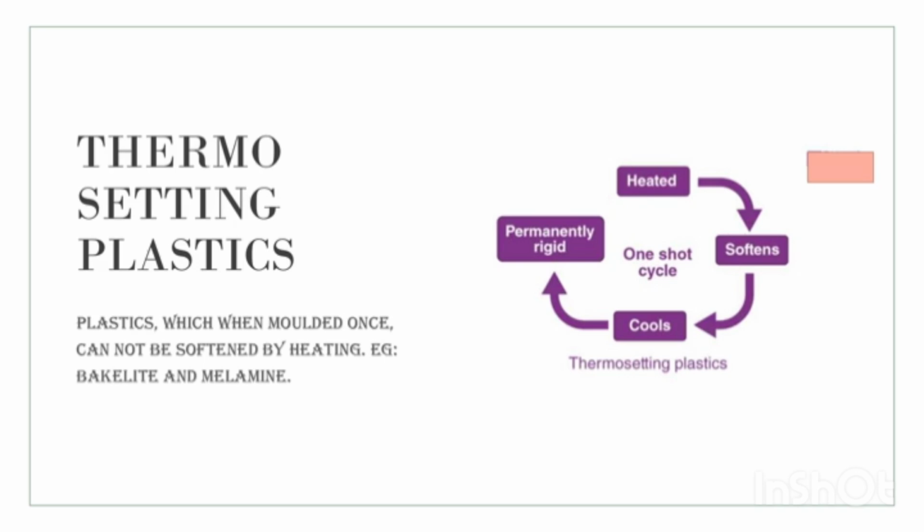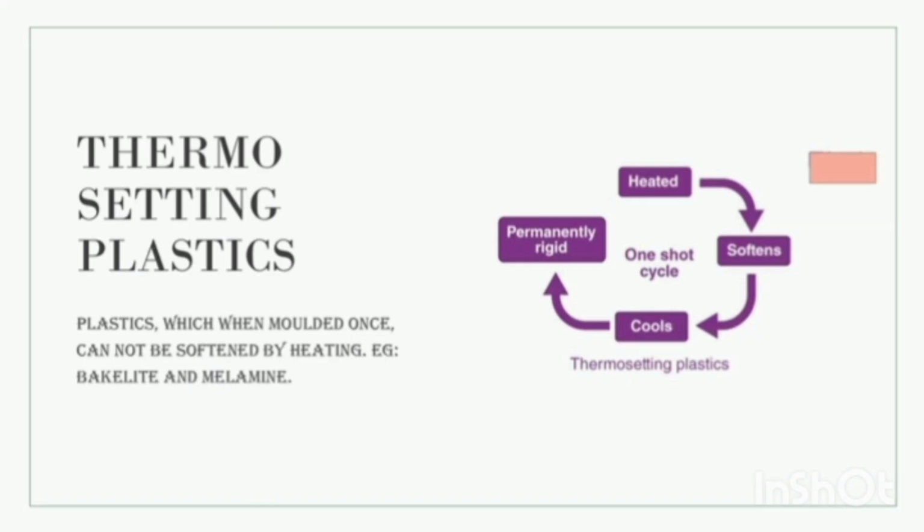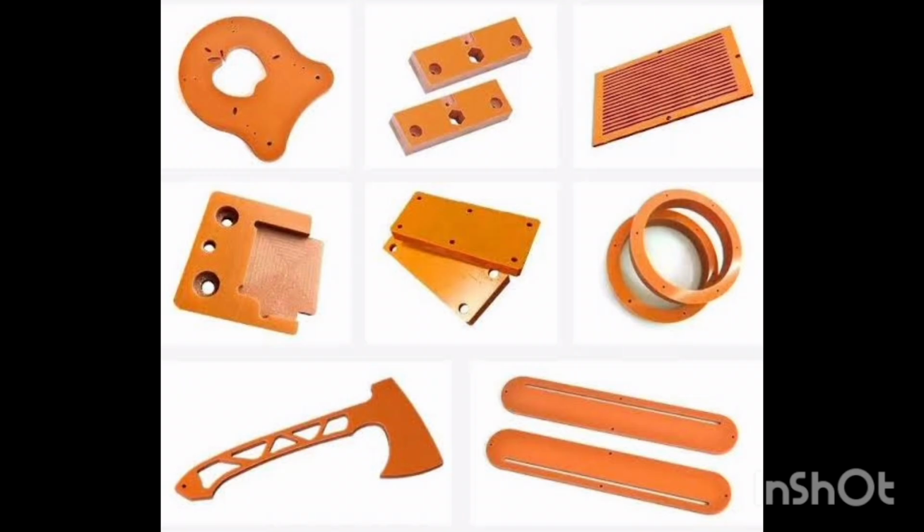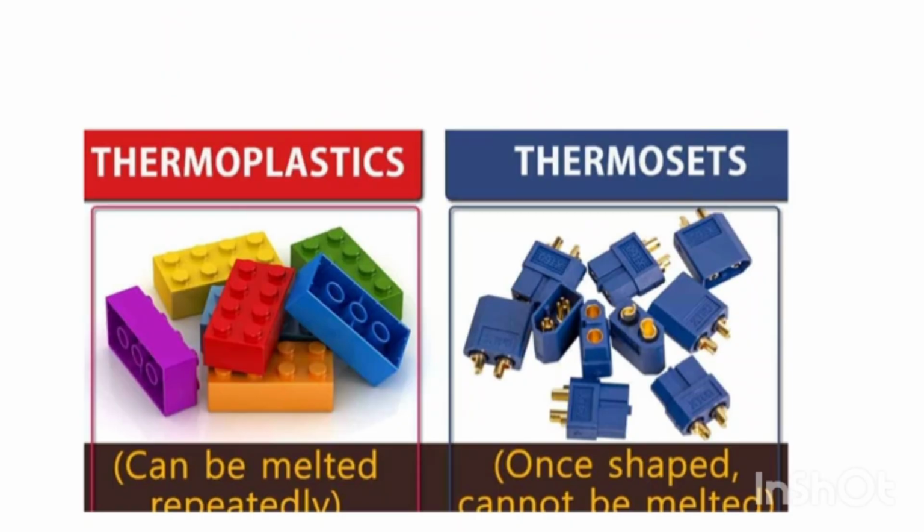Next, thermosetting plastic. Plastics which, when molded once, cannot be softened by heating are known as thermosetting plastics. Examples are bakelite and melamine. One of the most common examples of thermosets is bakelite, which is relatively a bad conductor of electricity and heat. It is mainly used for making electrical switches and handles of various utensils. Another example is melamine, which has the capacity to resist fire and heat much more efficiently than other plastics.